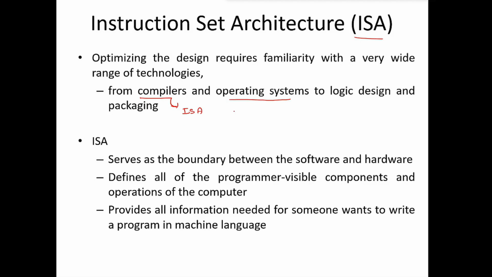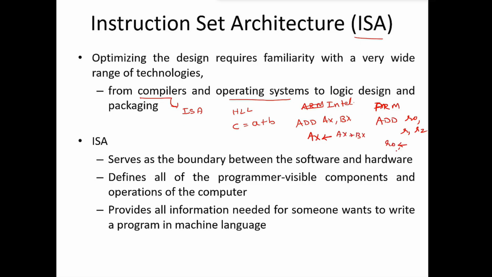Because assume in your high level language, if you are writing a code, assume C equal to A plus B. If I'm going to run it on an Intel based machine, assume the code may be like this: add AX comma BX. When you go for an ARM based machine, it will be like add R0 comma R1 comma R2. So here it will be like AX, but here it will be like this: R0 equal to R1 plus R2.